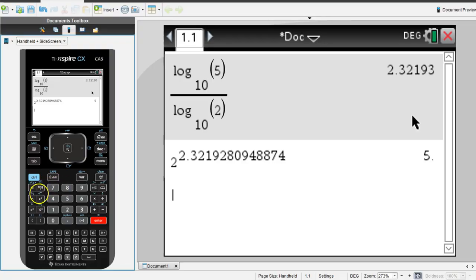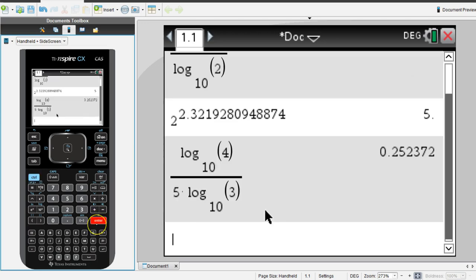So that would be log of 4 divided by, and you'd have to group the 5 and the log 3. Okay, so this is what a lot of you have to do depending on your calculator. You've got to make sure you group that bottom so you're not just dividing by 5, but you're dividing by the entire group so that we get 0.252372.